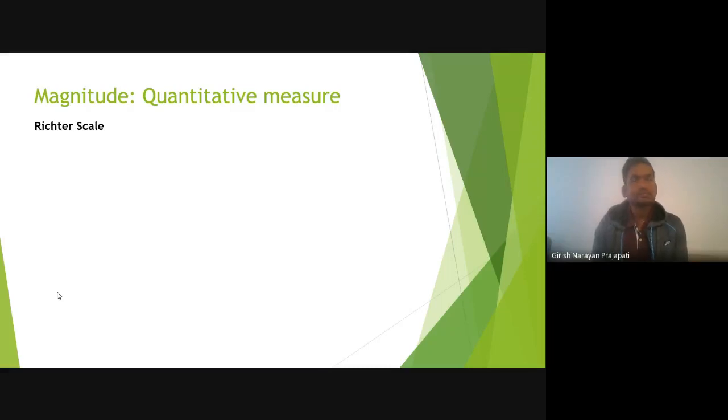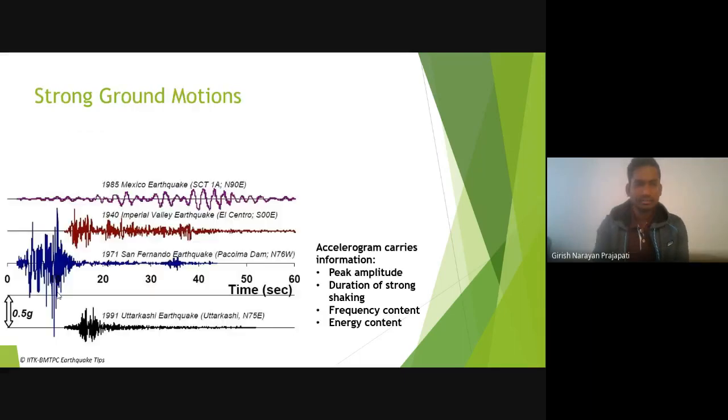As Professor Richter saw, as we see before, here you see the waves are very strong, but in the 1985 Mexico earthquake, the waves are not strong at one point, but it is coming and going on. So this earthquake is more destructive than this one, because it is there for a long time, while this one comes only for a short time.